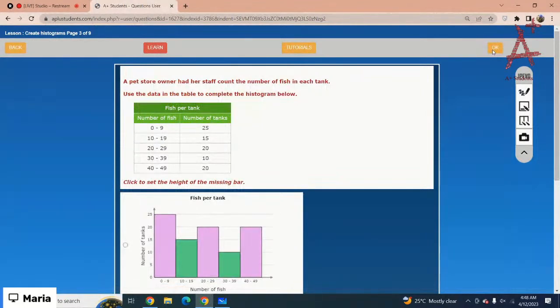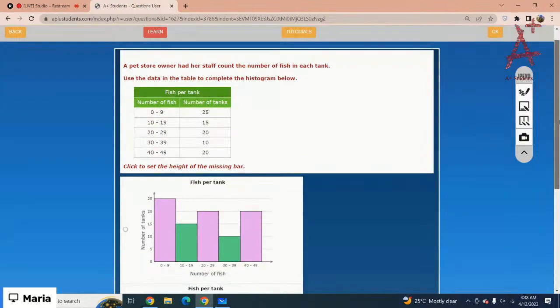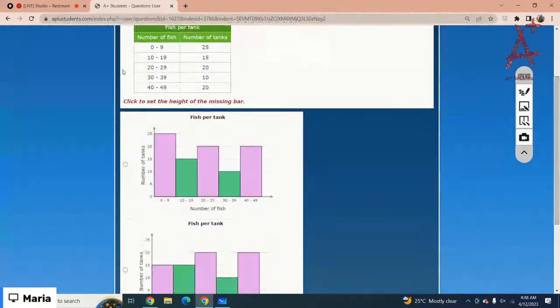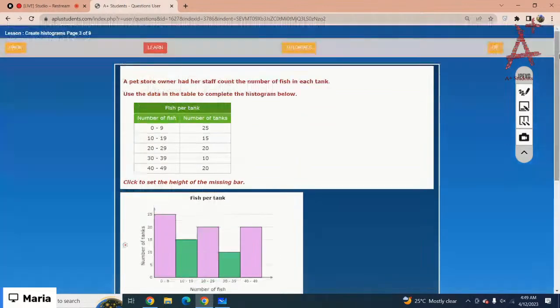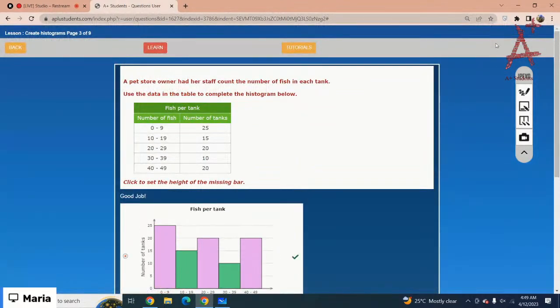A pet store owner had her staff count the number of fish in each tank. Use the data in the table to complete the histogram below. Click to set the height of the missing bar. From 0 to 9 it is 25, from 10 to 19 it is 15, from 20 to 29 it is 20, from 30 to 39 it is 10, and from 40 to 49 it is 20. That means option number 1 is the correct option. You just have to match the values in the table and fit the graph.